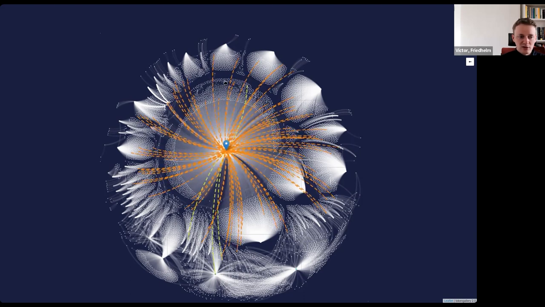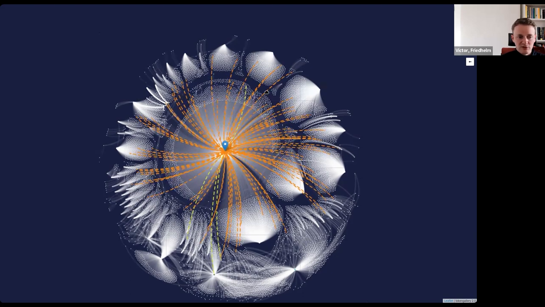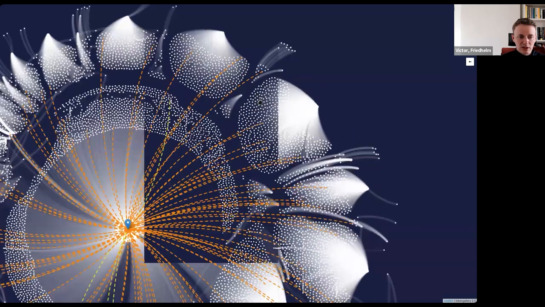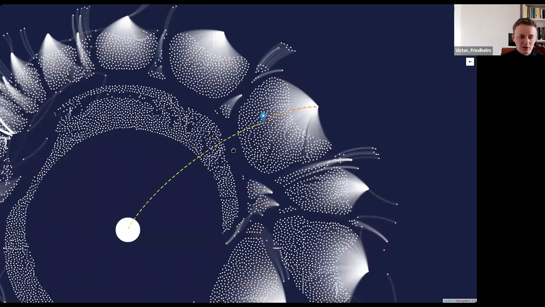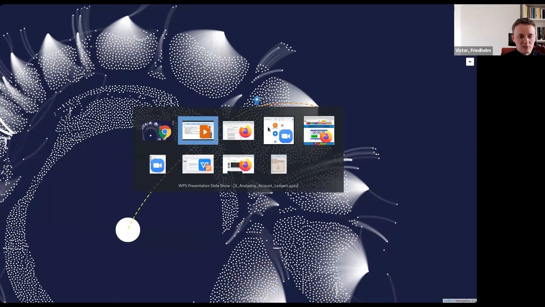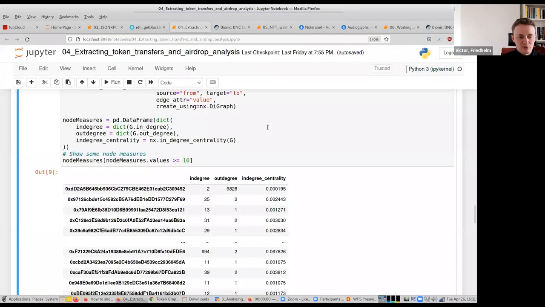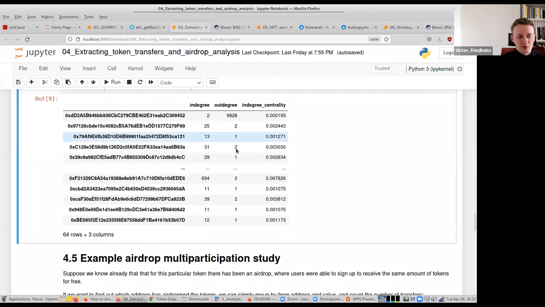But interestingly, there seem to be some other hubs here that receive many tokens. So let's click, for example, just this one, so you can see, okay, somehow this account here received these tokens from this node and then moved them forward to this other address. And if we look at some of the other ones, then that seems to be similar. Interesting. So if we want to more systematically look at this from a data perspective, we can study this.